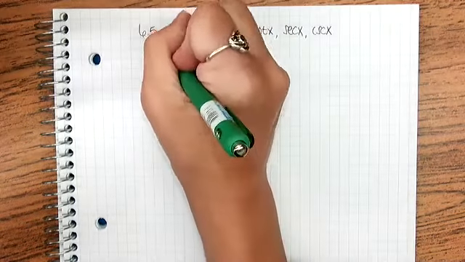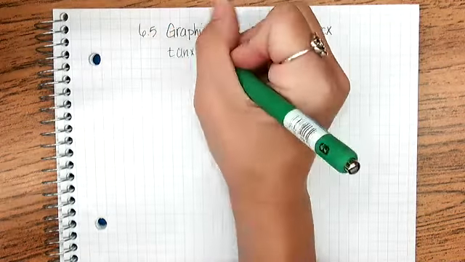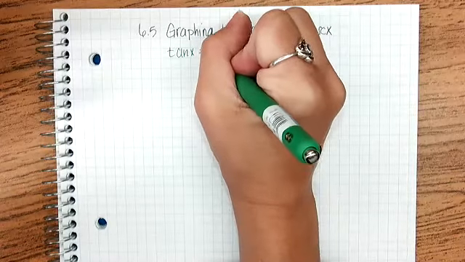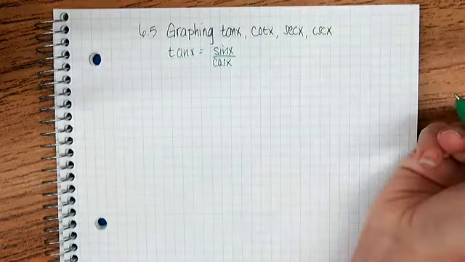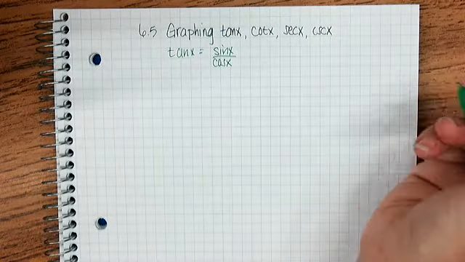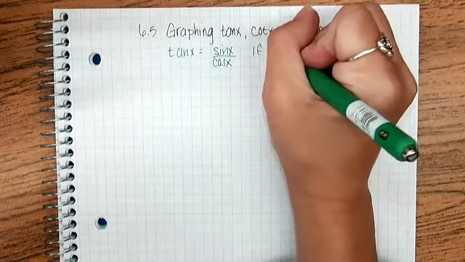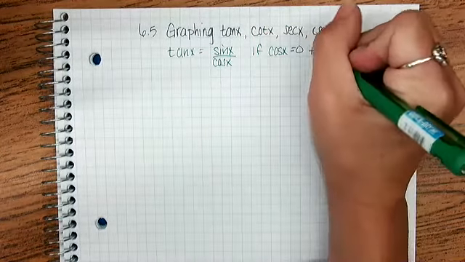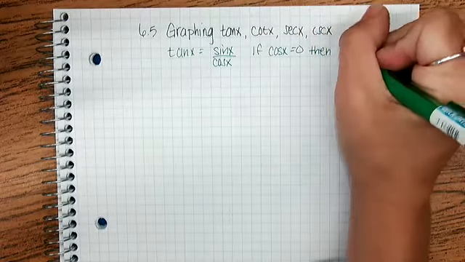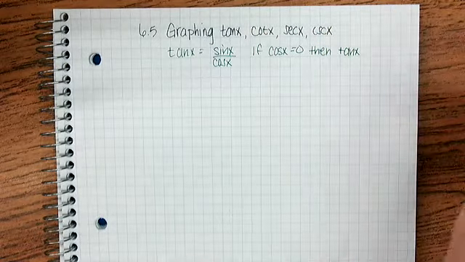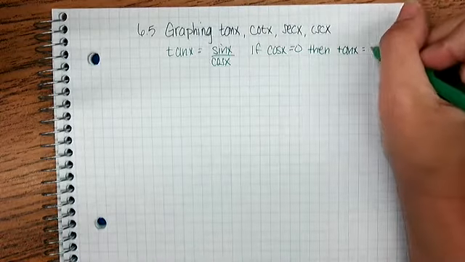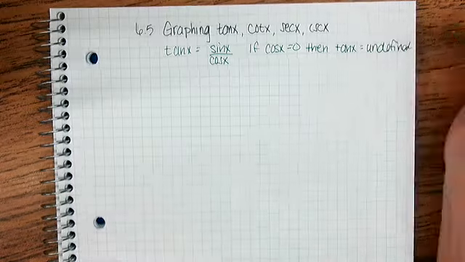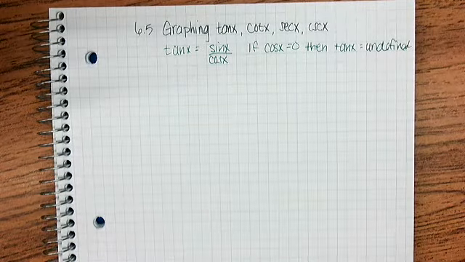Tangent is equal to the sine over the cosine. Okay, well, this is a problem because if cosine is 0, then the tangent is undefined. If cosine is 0, tangent is undefined.